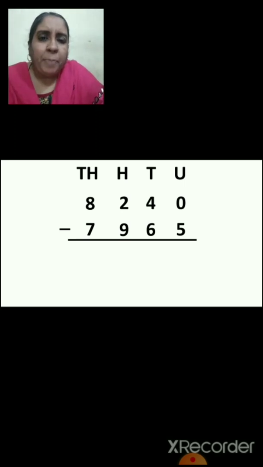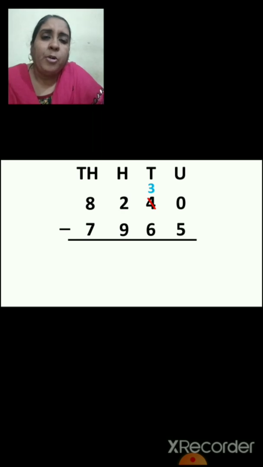Units place. Okay. Now see the number in units place. It is 0 and 5. You cannot subtract 5 from 0, right? So what will you do? You will go to tens place. You will cut 4 and what will come in tens place now? 4 minus 1? 3. And now you can borrow from 110 to units place.